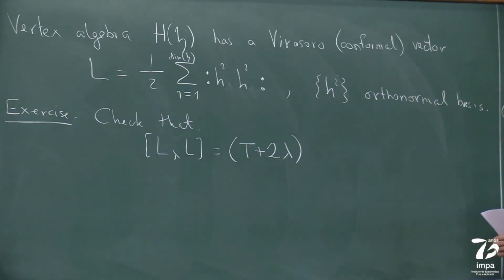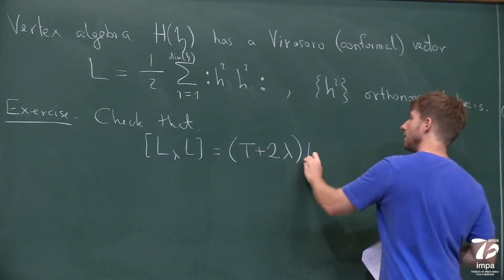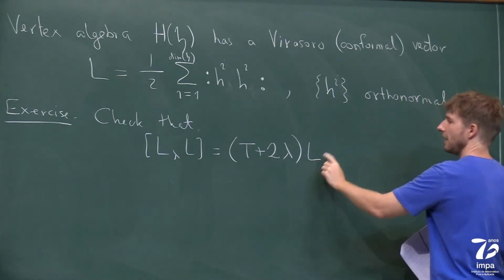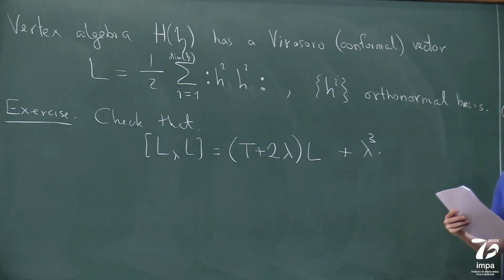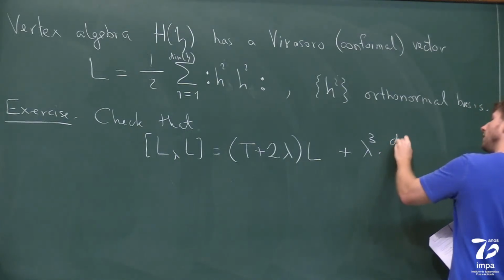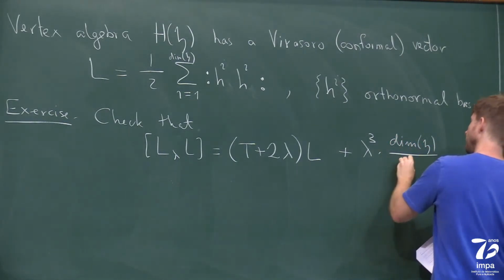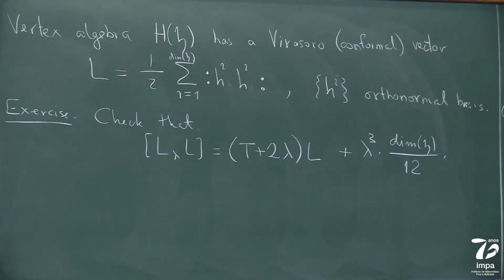By the way, being a Virasoro vector, I don't know if I ever really quite defined it. What it means is that its OPE looks like this: TL plus 2 lambda L plus potentially lambda cubed times some constant. In this case, the constant is dimension over 12. And the so-called central charge is whatever this number is here. So for the one-dimensional Heisenberg that we already saw, we proved this relation, and we saw that the dimension is 1, so the central charge was 1. In general, the central charge is equal to the dimension of this space.